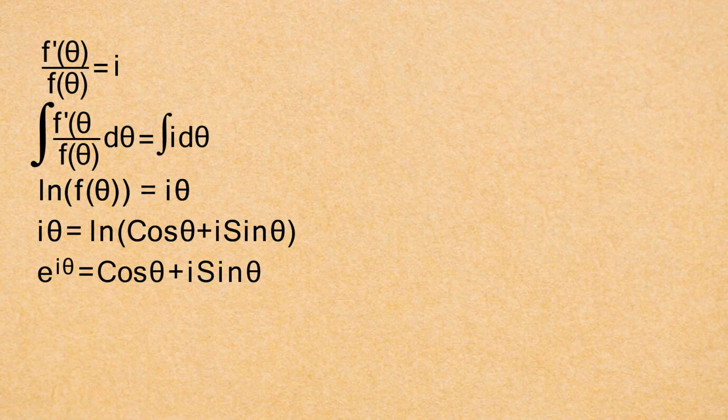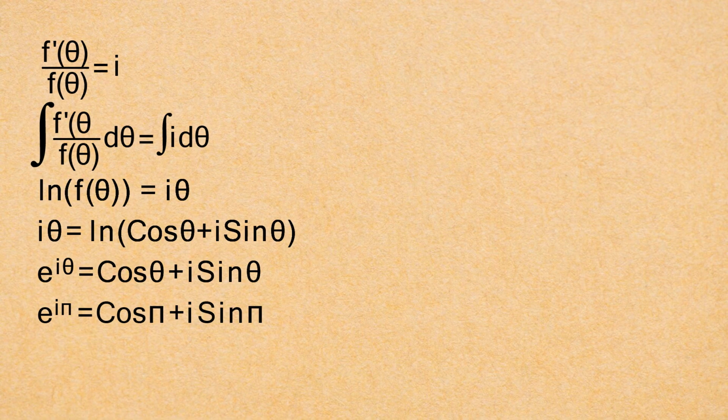We've derived Euler's formula. One final step, we give theta the specific value of pi. So on the left we have e to the i pi, and on the right we have cos pi, and cos pi is -1, plus i sine pi, which is 0. So there we have it. Euler's identity, e to the i pi equals -1.